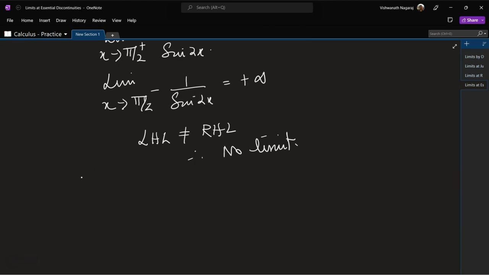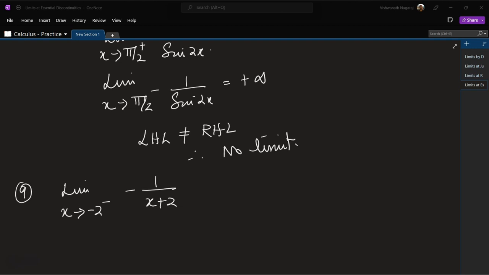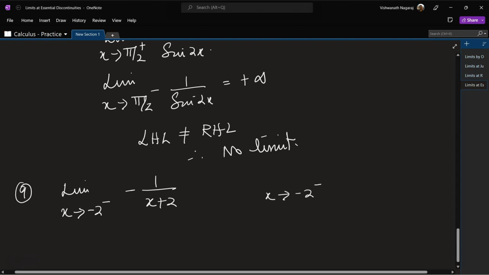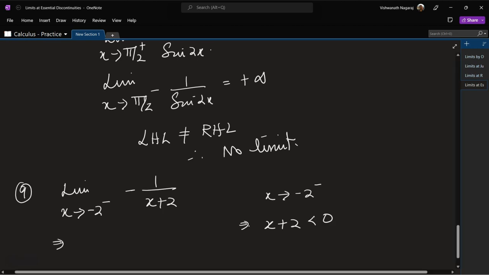Okay. Let's look at the ninth one. Limit as x approaches minus 2 from the negative side of minus 1 by x plus 2. So here again, as x approaches minus 2 from the negative side, it means it is going to be minus 2.01 plus 2. So x plus 2 is going to be less than 0. So this is going to be minus of minus infinity, which is equal to infinity.